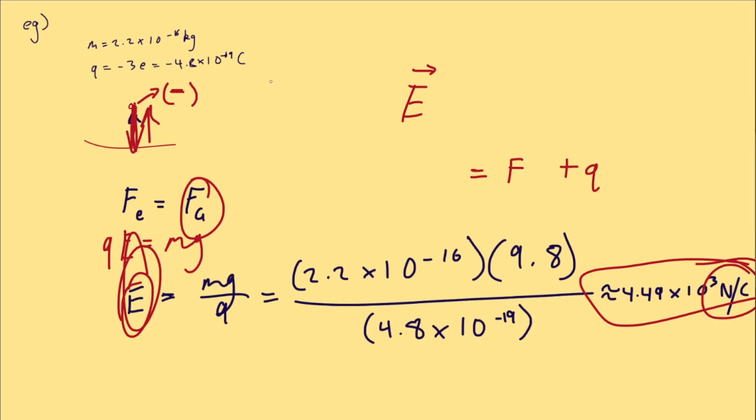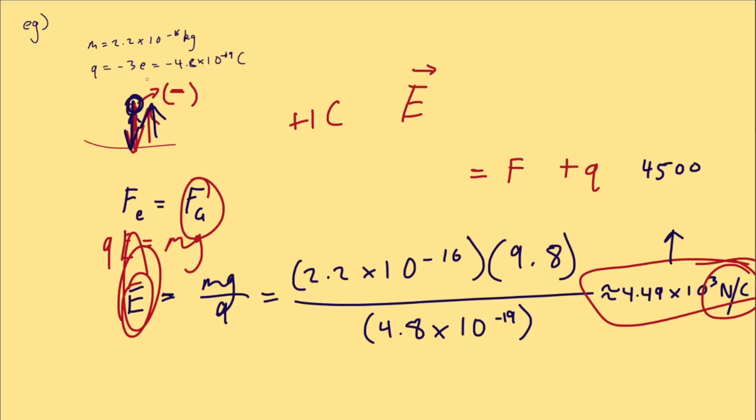If you placed a positive 1 coulomb charge at this location, it would feel a force of 4,500 newtons in the direction of E. In our case, the charge is negative, so it feels a force opposite the field. The field is down, but the force is going up because of our charge sign. The force and the field are not always in the same direction.